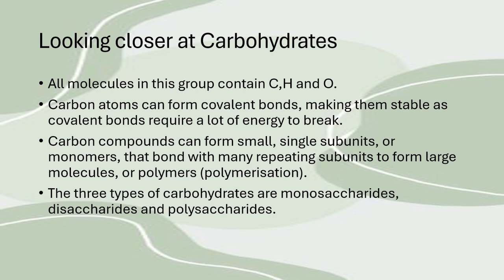polymers. So, what is polymerization? It is the process of single subunits coming together to form longer chains. This is something you probably would have come across in GCSE chemistry or even A-level chemistry if you're doing it this year. So the three types of carbohydrates are monosaccharides, disaccharides, and polysaccharides.